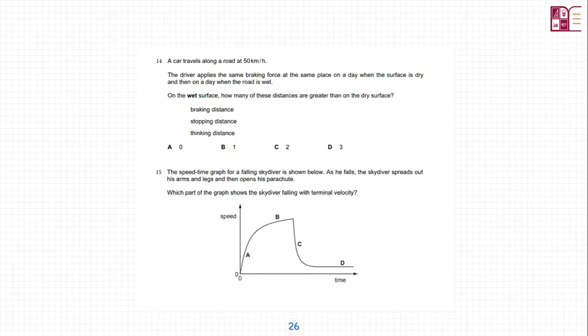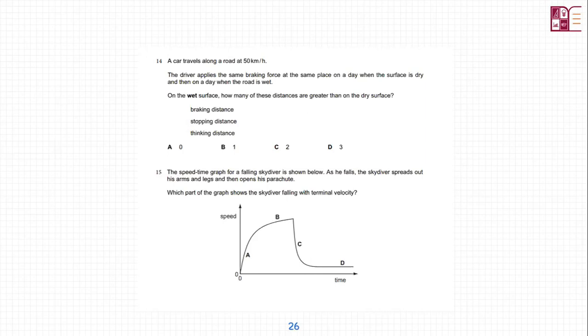The braking distance would change and there would be less friction on the road. And so the braking distance and the stopping distance would both increase on a wet surface due to low friction and the tire spin. So 2 is the correct answer for this question. Braking distance and stopping distance would be the distance is greater on the wet surface than on a dry surface. Moving on to our next question.